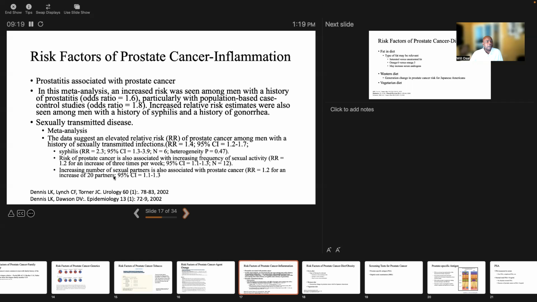Furthermore, increasing number of sexual partners is also associated with prostate cancer, with a relative risk of 1.2 for an increase of 20 partners, 95% confidence interval of 1.1 to 1.3.